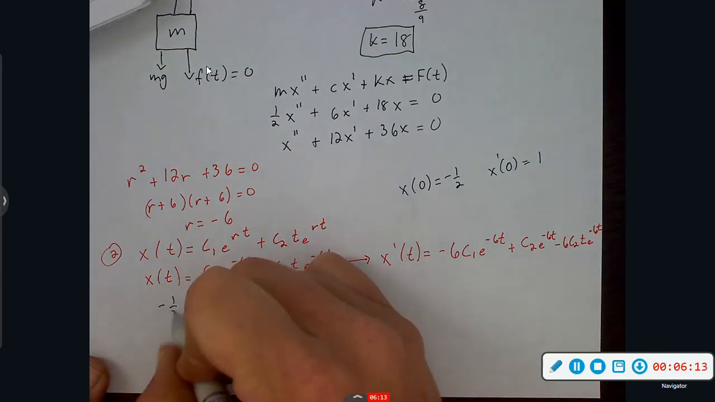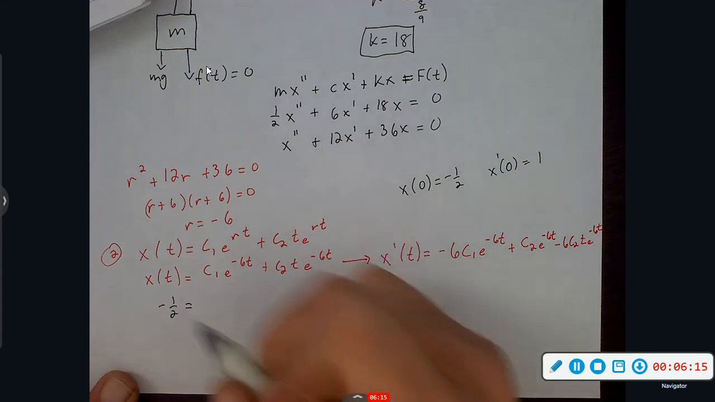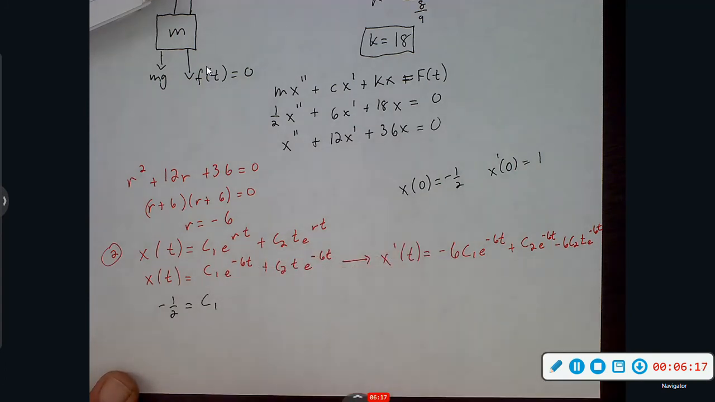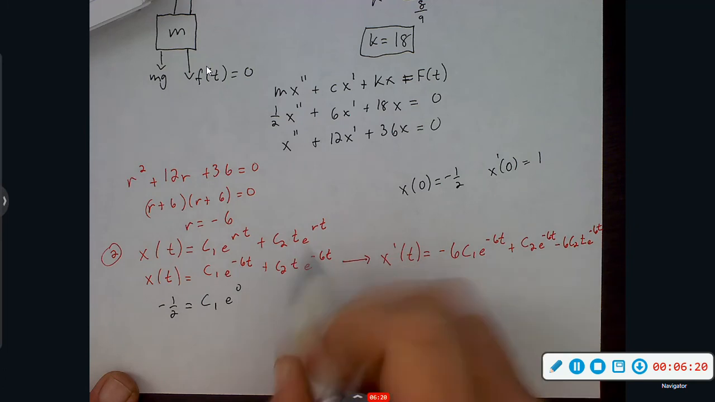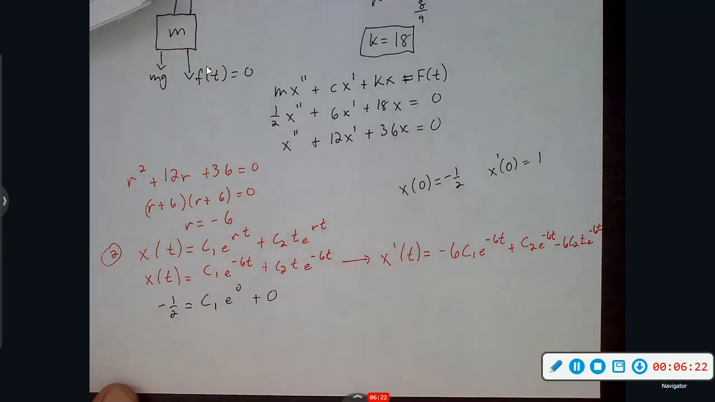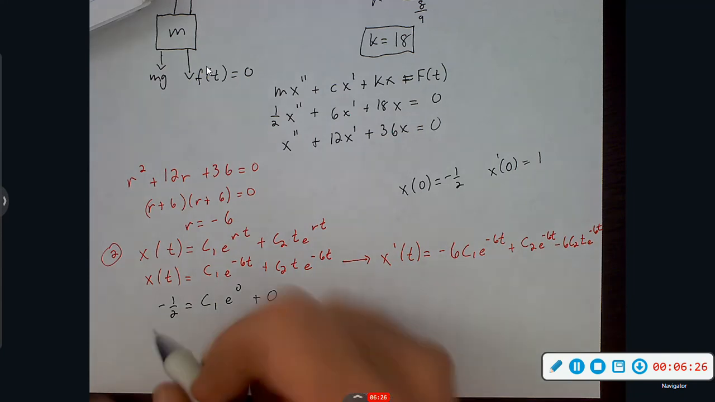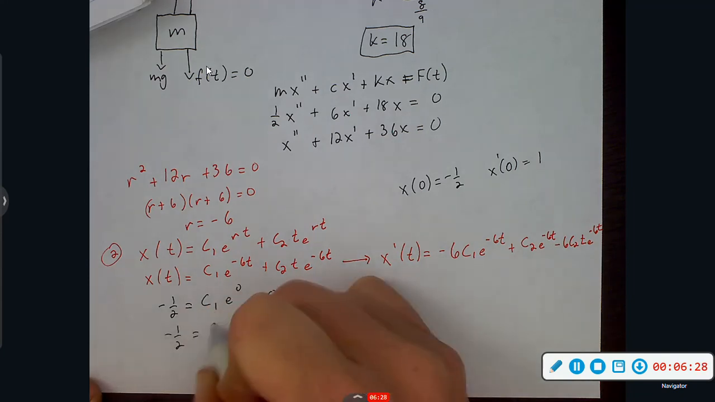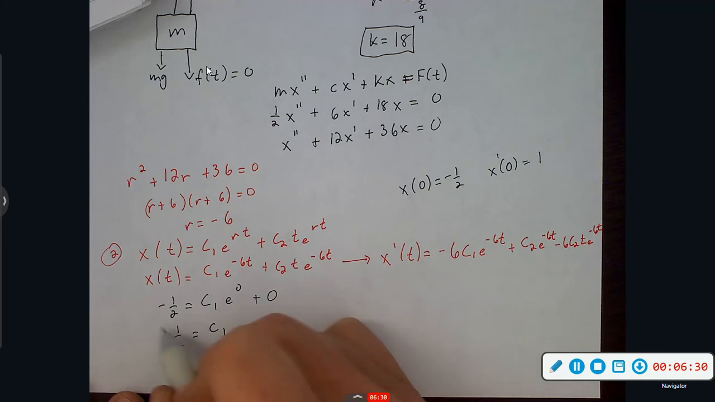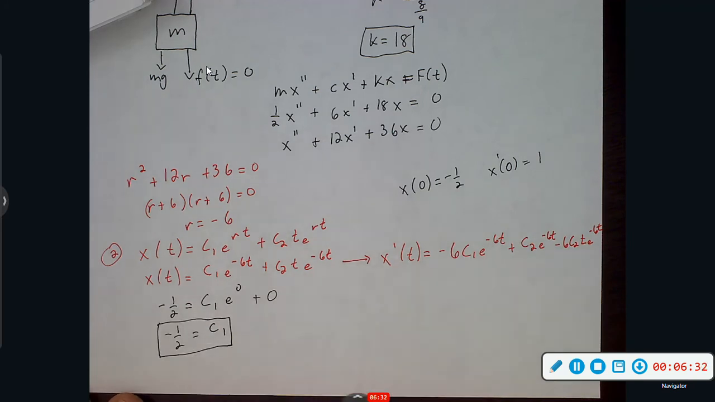Negative 1/2 equals C1 e to the 0, and the C2 term goes to 0 because of that t right there. If you didn't see that, I'm sure you did. And so negative 1/2 equals C1. C1 done. Now let's do C2.